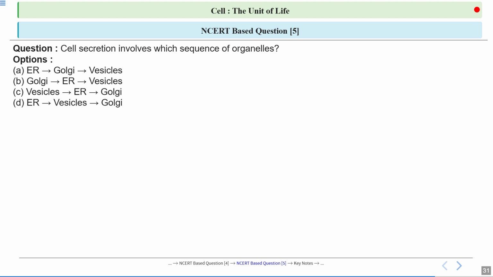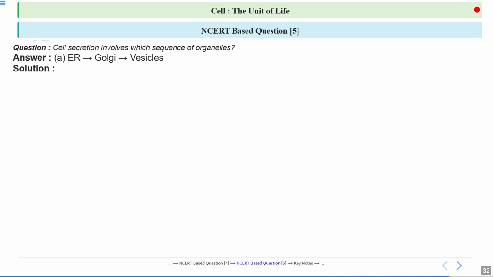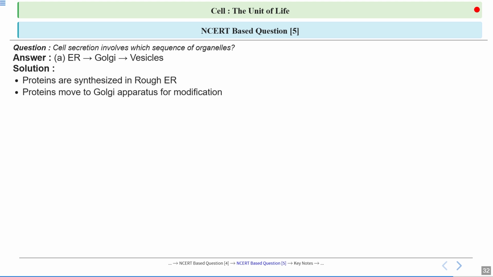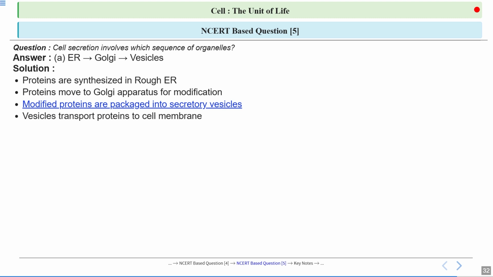So let's have a look at the answer. Okay, the answer is option number A. That is correct. ER to Golgi to vesicles. Proteins are synthesized in the rough endoplasmic reticulum. Then proteins move to the Golgi apparatus for modification. And then modified proteins are packaged into secretory vesicles. These vesicles then transport proteins to the cell membrane.